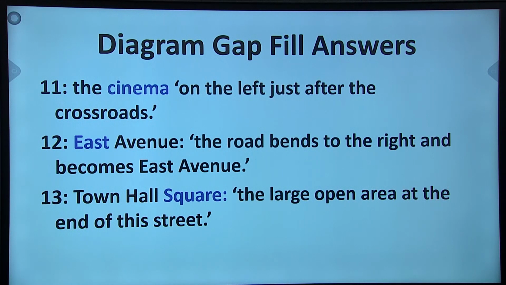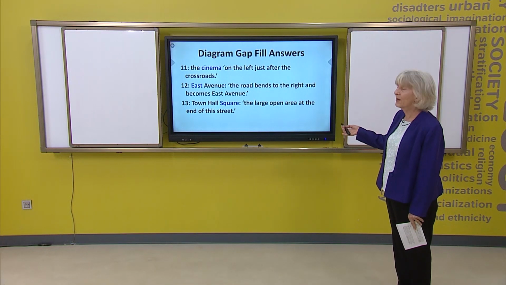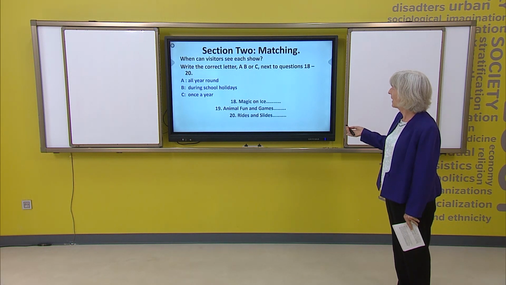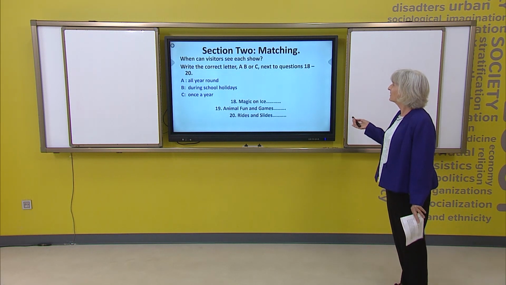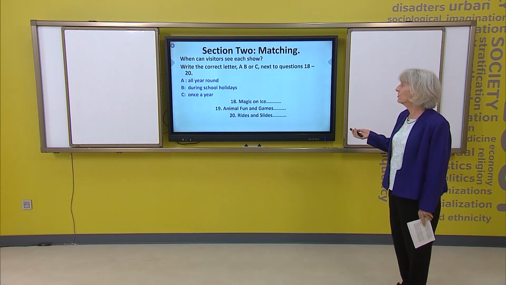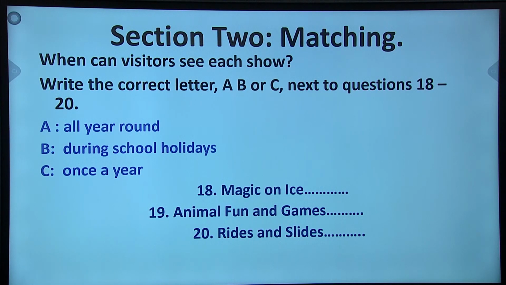Okay. So carrying on with our examples from the exam. Another exercise type in section 2 is matching. So this is an example of your matching exercise. When can the visitors see each show?